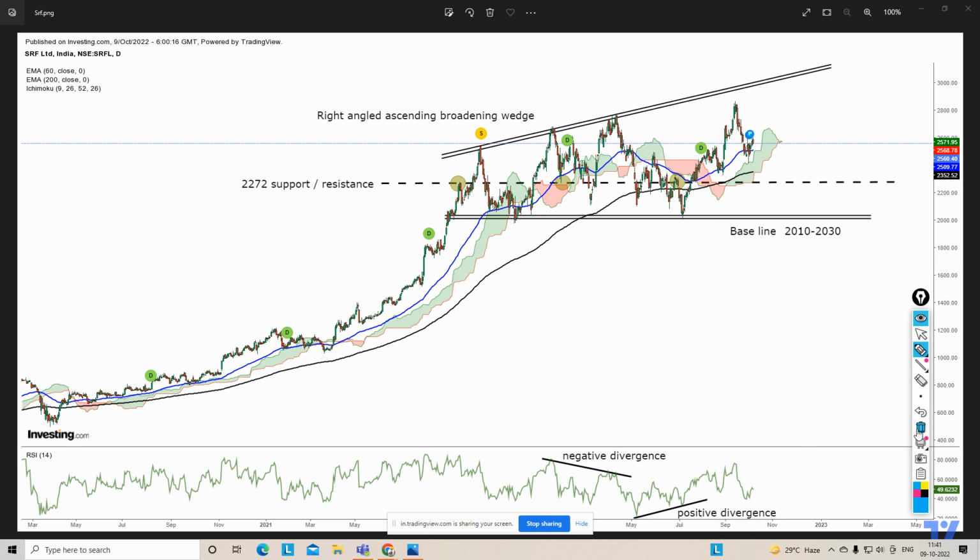So these are the two stocks which I wanted to discuss with you.